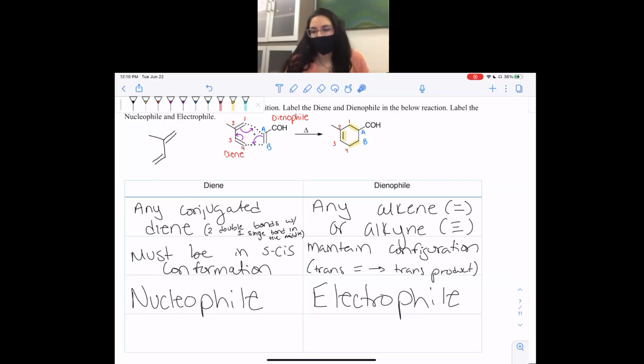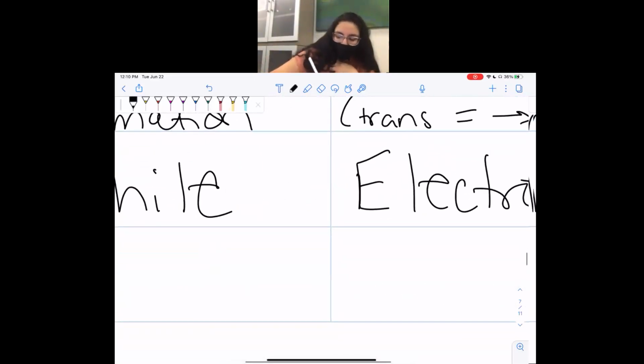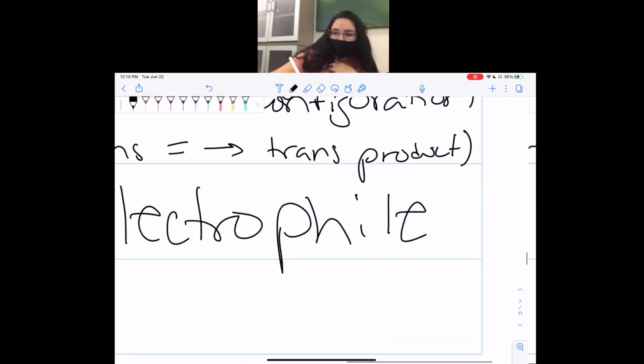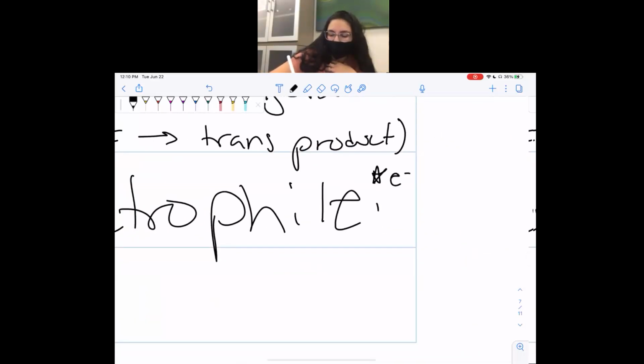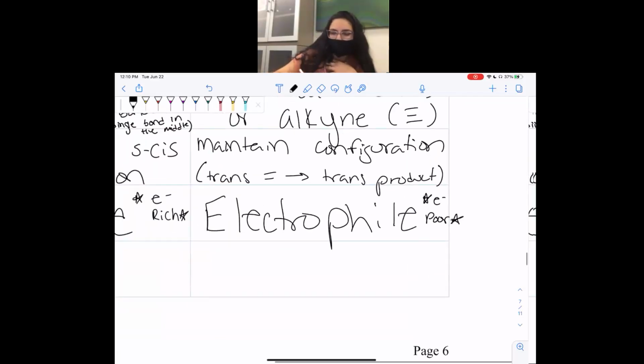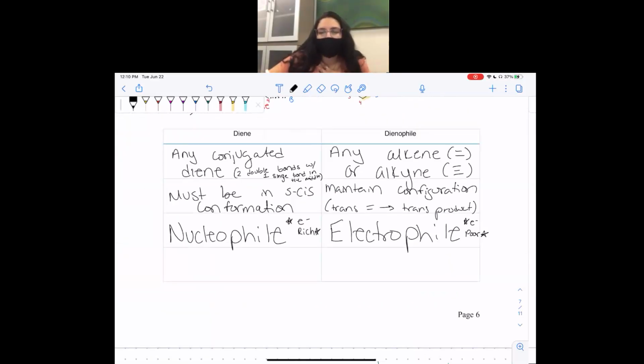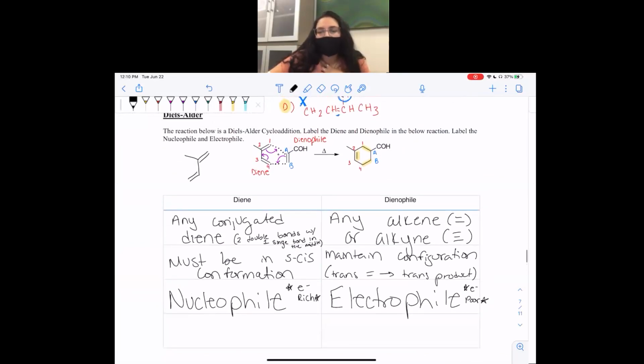And no, I haven't written anything, so it's not frozen. But yes, I just wanted to say that out loud before I wrote it down. So the nucleophile is electron rich, and the electrophile is electron poor. And now that we know that, we can kind of figure out what kind of substituents each one of these wants. So we have something called electron donating groups, and we have something called electron withdrawing groups.